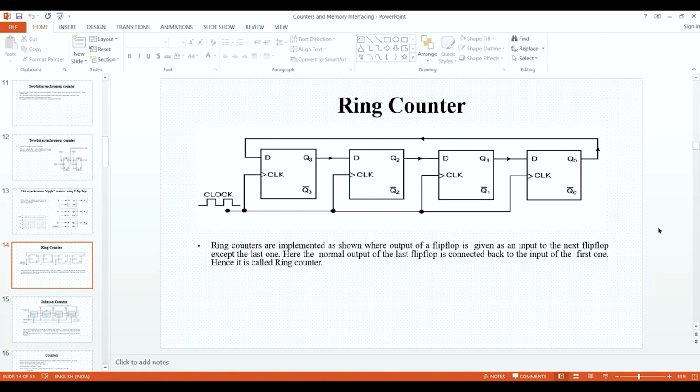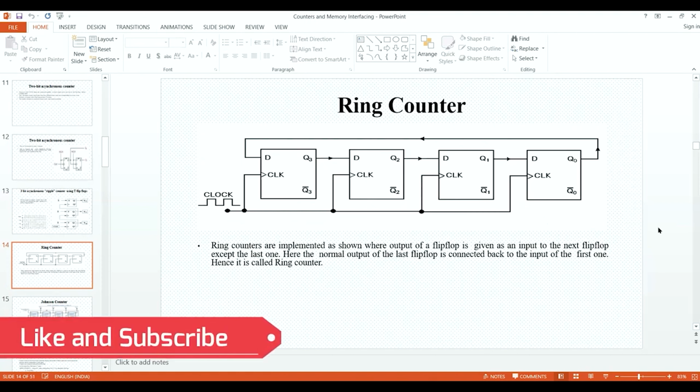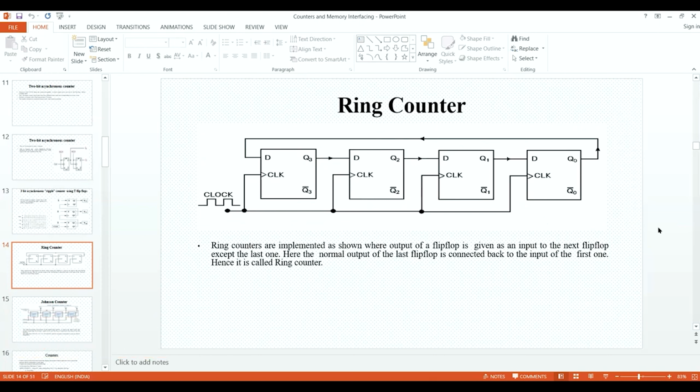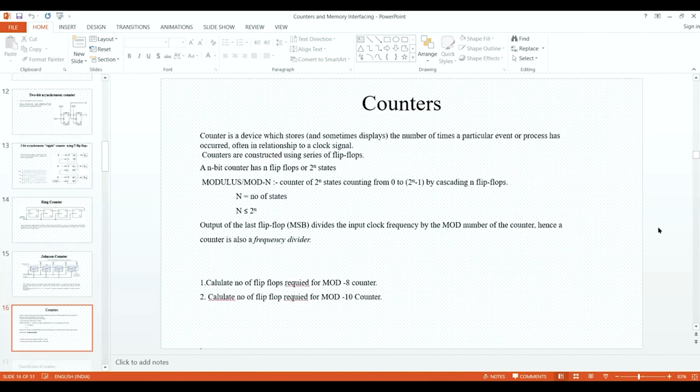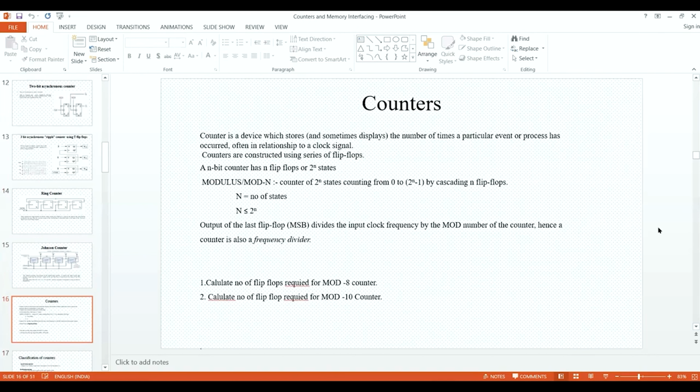I already told you there are two types of feedback: one is positive feedback, one is negative feedback. When the output has the same character with respect to the input, we name it positive feedback, otherwise negative feedback. You can see over here the inverted output is being fed back to the input of the flip-flop. This is your Johnson counter. So if anybody asks you what the difference is between the ring and Johnson counter, you can easily tell. So let's discuss now how we can design a counter.